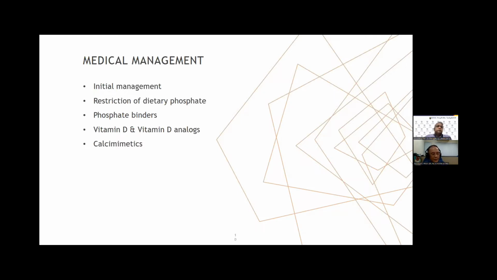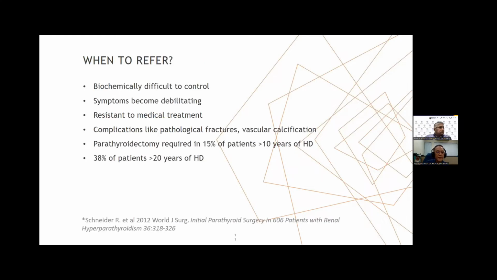So what are calcium mimetics? So calcium mimetics are allosteric. They cause allosteric activation of the calcium sensing receptor on the parathyroid glands. And what they do is that they actually inhibit PTH secretion. Okay, so this is the initial medical management.